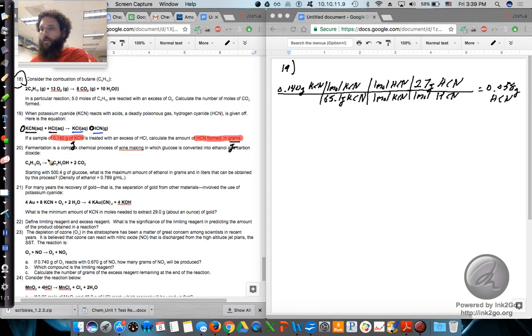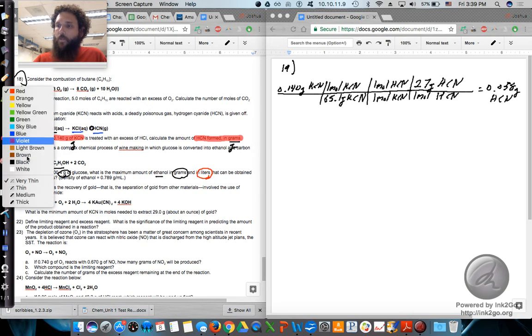Fermentation of alcohol. This is a fermentation of sugar to produce alcohol through the wine-making process. We have glucose, which is the sugar, converted into ethanol, which is the alcohol, and then we have carbon dioxide as a byproduct. So if we start with 500 grams of the glucose, what is the total possible theoretical amount of the ethanol that we can get? We have a couple of problems here. We start with grams. We're going to grams, but we are also going to liters. So we have two problems here.